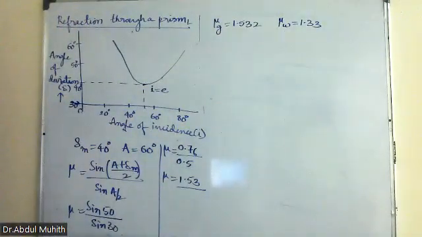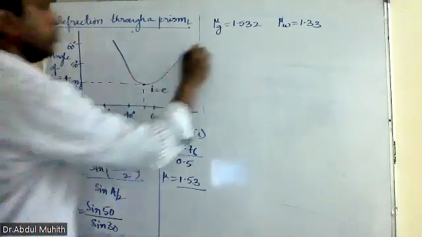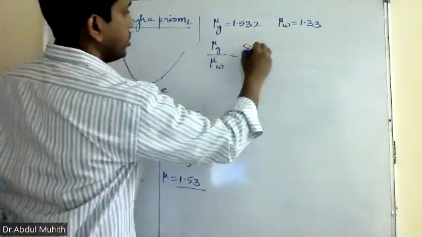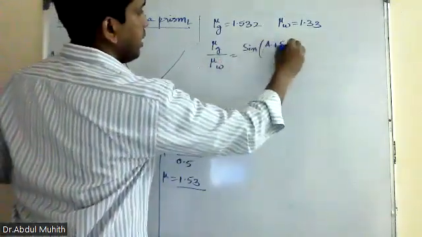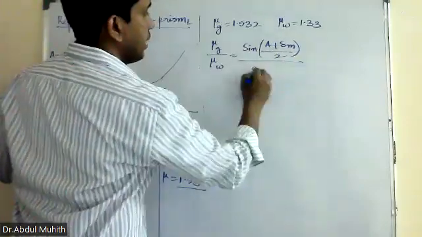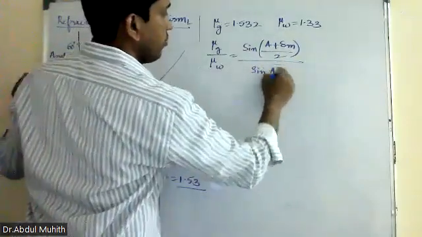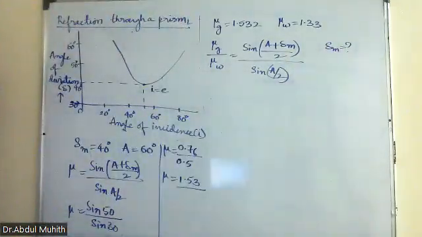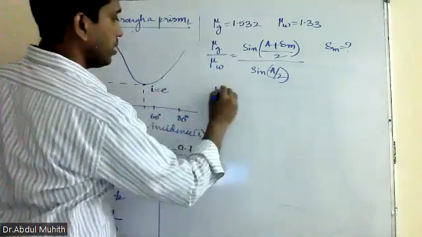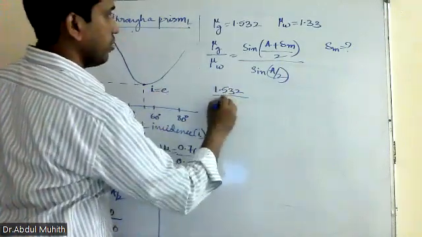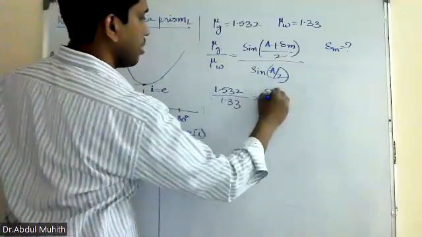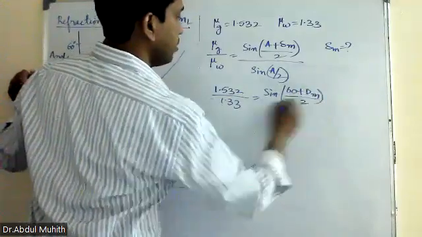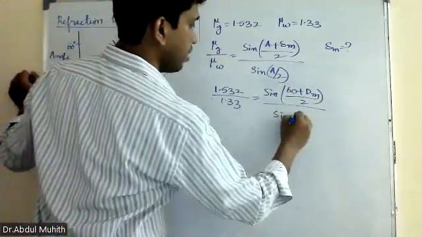Mu G divided by mu W equal to sine of (A plus delta M) divided by 2, divided by sine A by 2. So what we have to find out here is delta M in this case. So mu G is 1.532 divided by 1.33, equal to sine of (60 plus dm) by 2, divided by sine 60 by 2, which is 30.